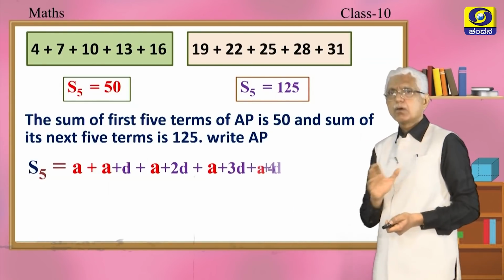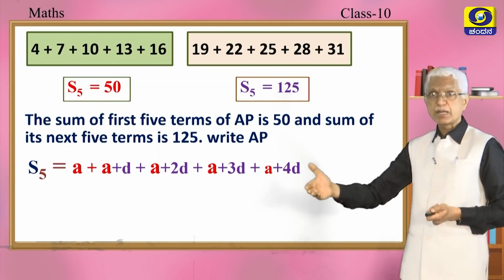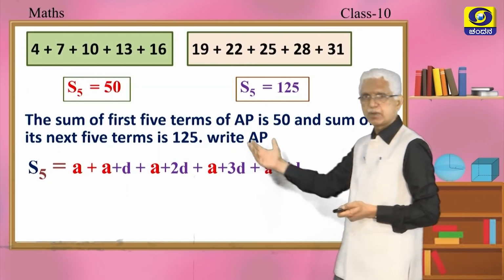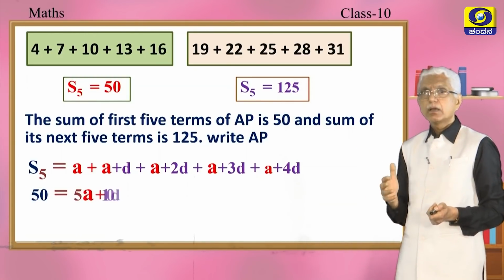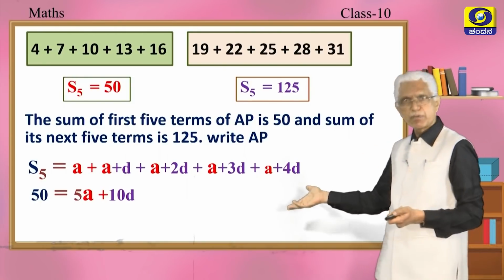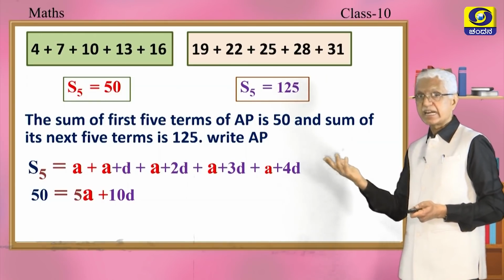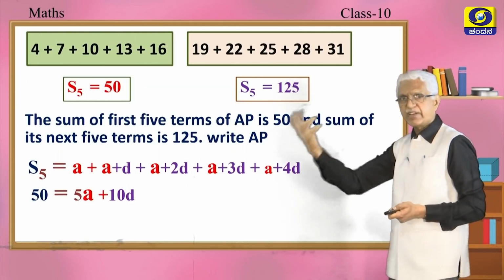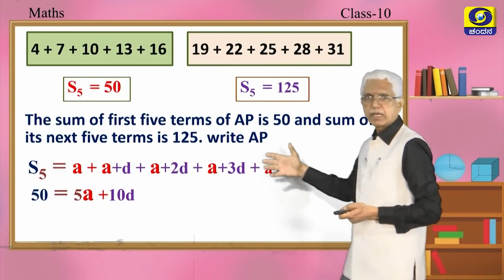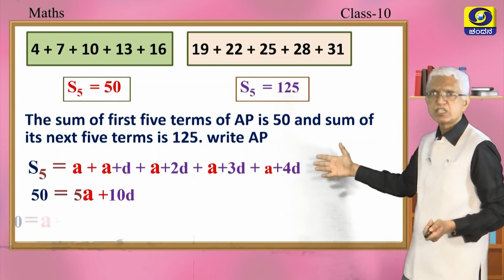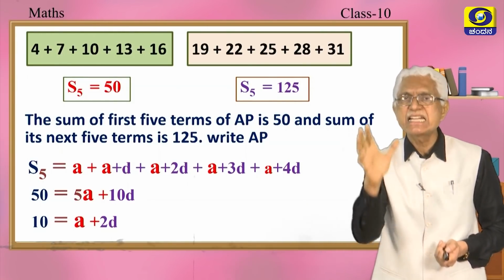Okay, please watch. What is the sum of the first 5 terms, my dear children? First term is A, second term is A plus D, A plus 2D, A plus 3D, A plus 4D. These are the first 5 terms, okay? What is S5? Sum of the first 5 terms is going to be 50, no? Please check those A, how many times A is there? A plus A plus A plus A plus A, 5 times, 5A. Then you have D plus 2D plus 3D plus 4D, which is 10D. So, 50 is equal to 5A plus 10D.